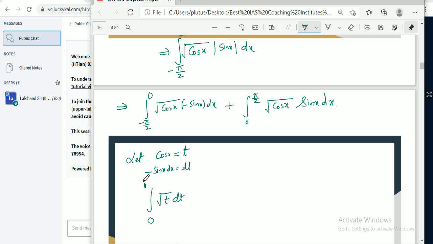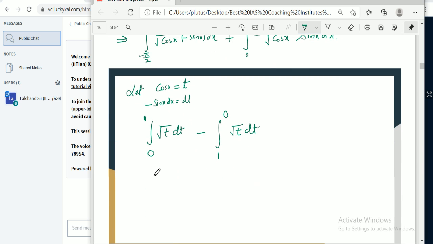Okay, so what will be the limit of the second integral? That will be, because there is a minus sign, at pi by 2 that is 0, so the limit is 1 to 0. Okay, so that is root t dt. If we calculate, this will be t to the power 3 by 2 divided by 3 by 2, from 0 to 1, plus, basically the minus sign is there.